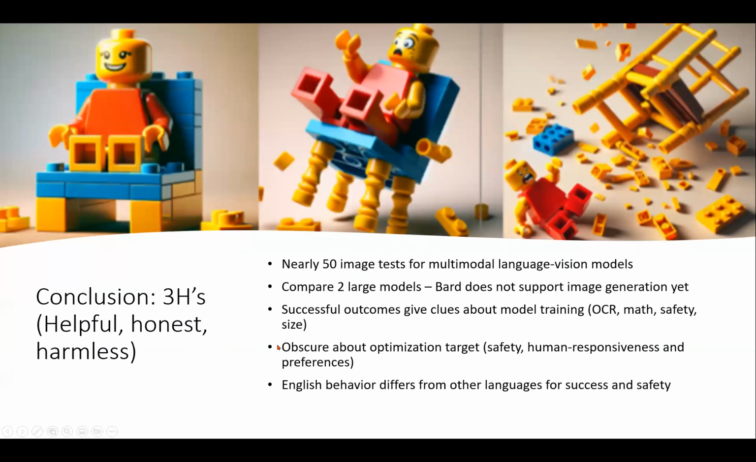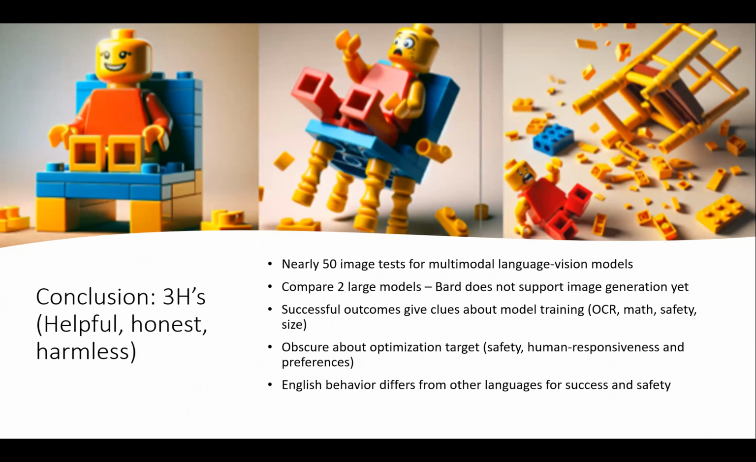So in conclusion, these models are really designed for what are called the 3 H's. It's the kind of AI constitution. Whatever you do, the model should be helpful, honest, and harmless. And if you have a tough choice in a vision task, honest or helpful are important. So the paper really describes at least 50 image tests. We're focused on vision language synthesis. We did compare 2 large models.